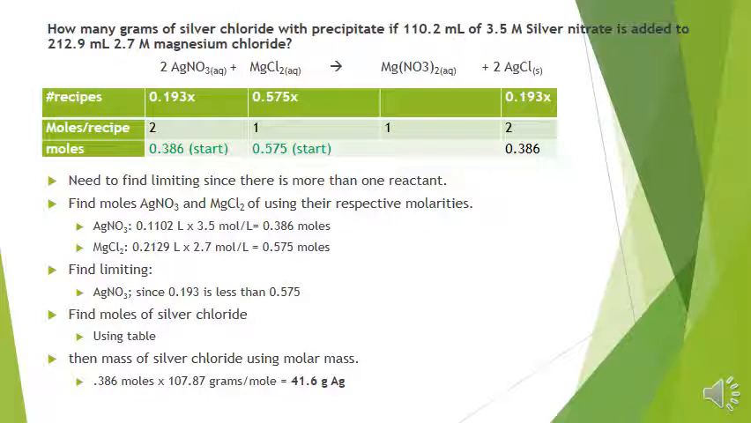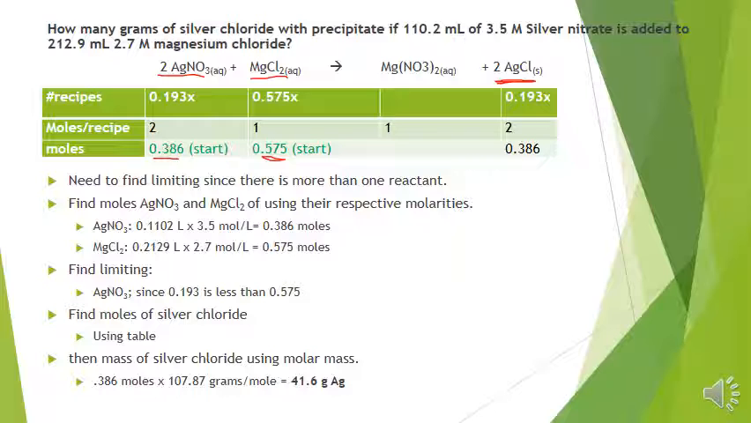All right, next problem. How many grams of silver chloride would precipitate if 110 mils of 3.5 molar silver nitrate is added to 212.9 mils of 2.7 molar magnesium chloride? So this is a double replacement reaction and precipitation. So you're going to add a solution of silver nitrate to a solution of magnesium chloride, and what you want to do is find out how many grams of the silver chloride are produced. Okay, so since you're given both reactants, you have to figure out which one is limiting. So we've got to figure out this and this. Okay, and I got those numbers here, but let me show you how I got them.